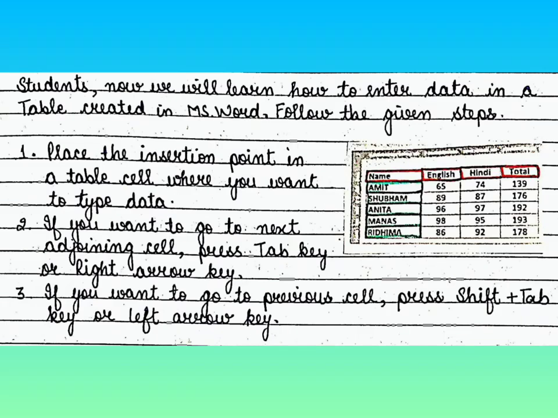Students, now we will learn how to enter data in a table created in MS Word. Follow the given steps. Step 1. Place the insertion point in a table cell where you want to type data. Step 2. If you want to go to next adjoining cell, press Tab key or right arrow key. Step 3. If you want to go to previous cell, press Shift plus Tab key or left arrow key.